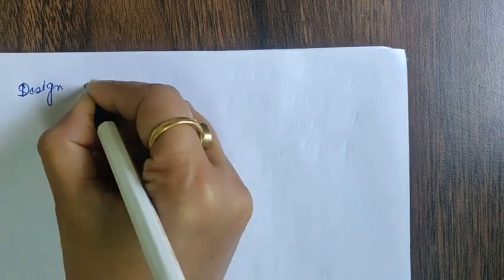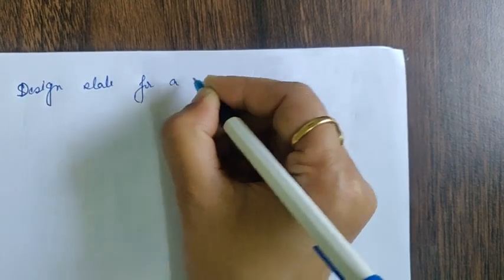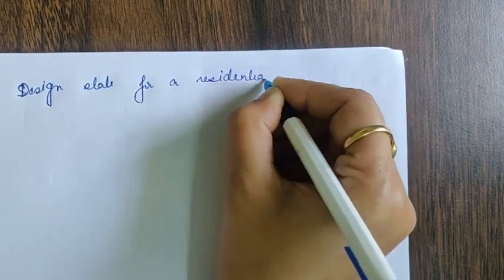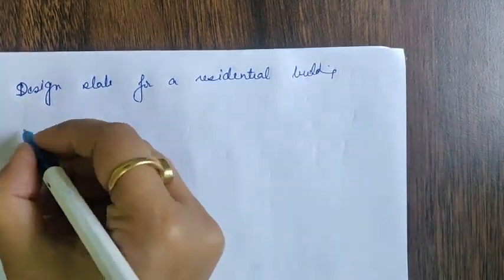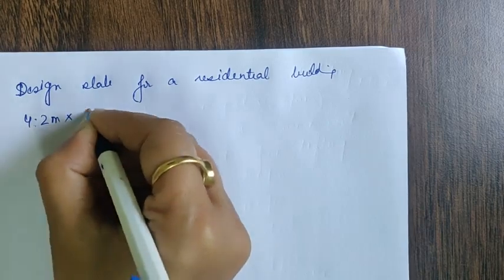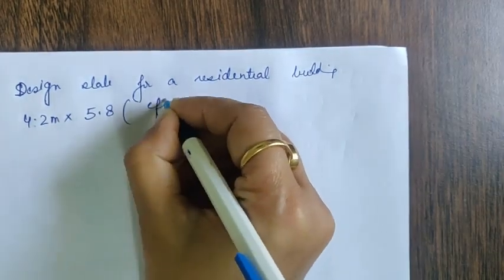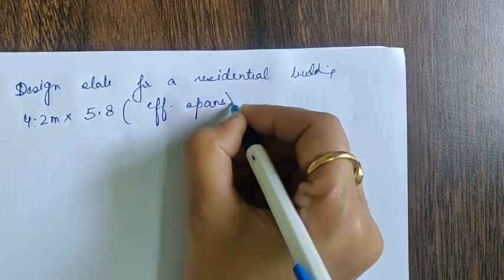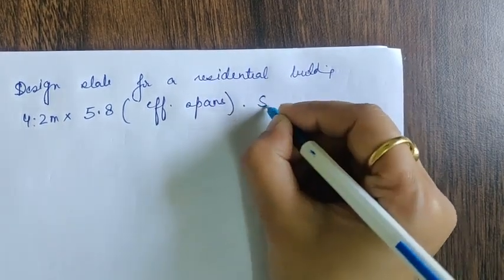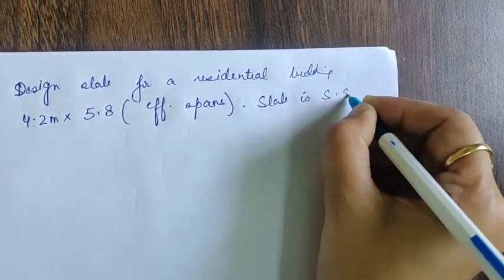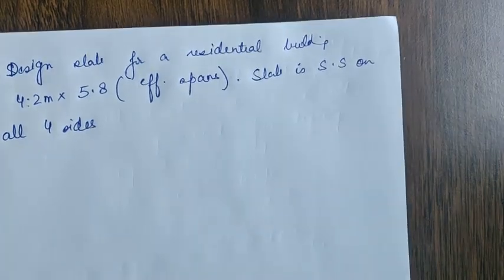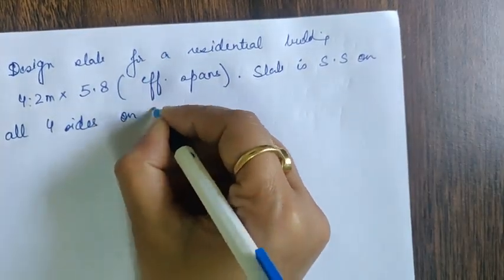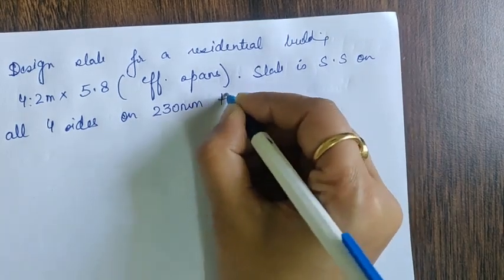We are to design a slab for a residential building. The size of the slab is 4.2 meters by 5.8 meters. Both are effective spans, and it is simply supported. Slab is simply supported on all four sides on 230 mm thick wall.